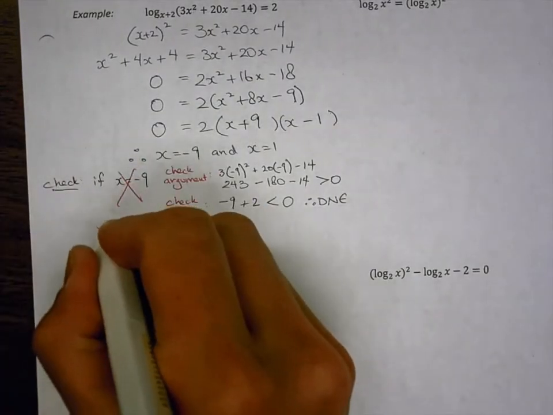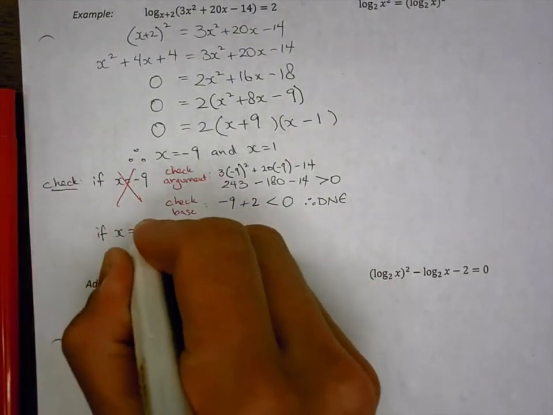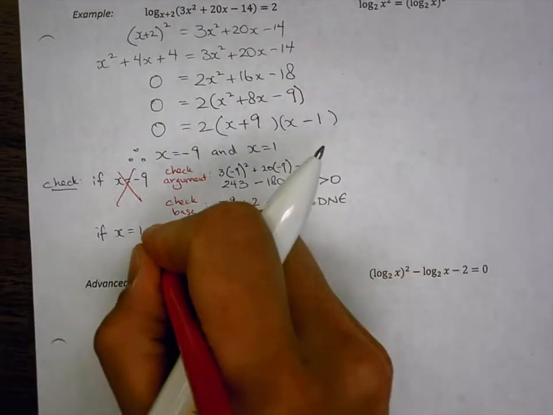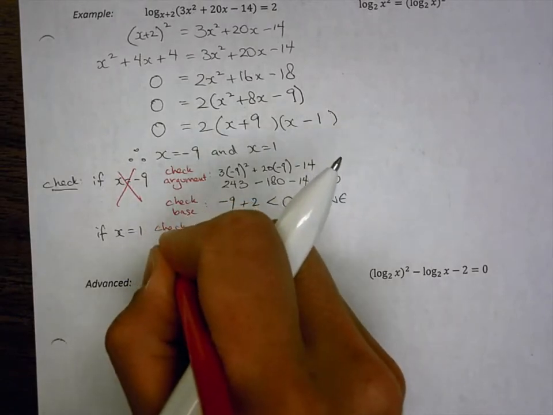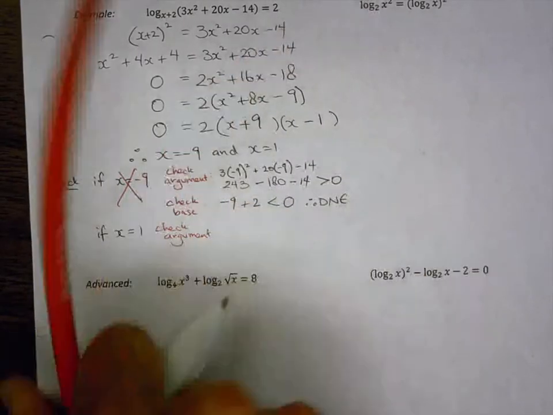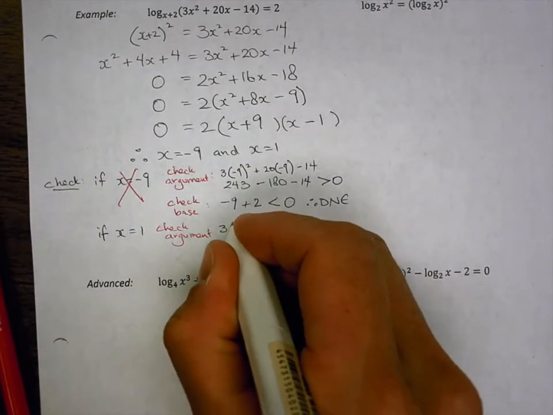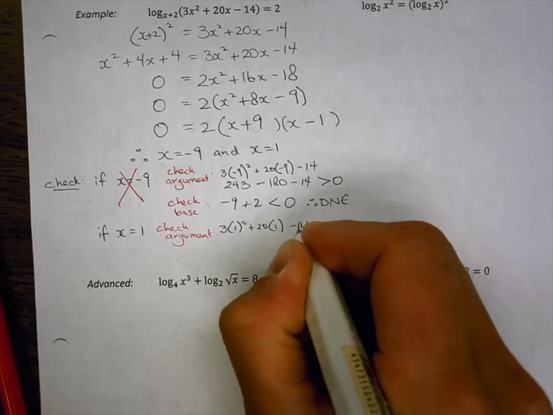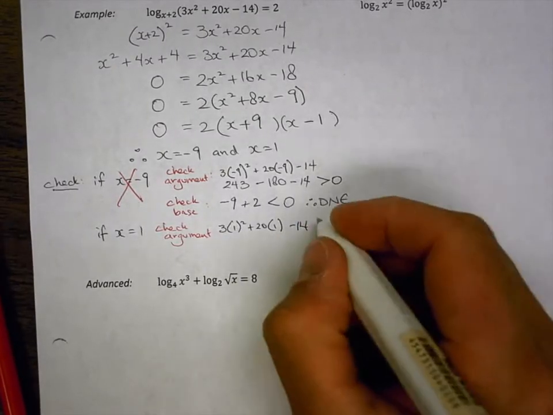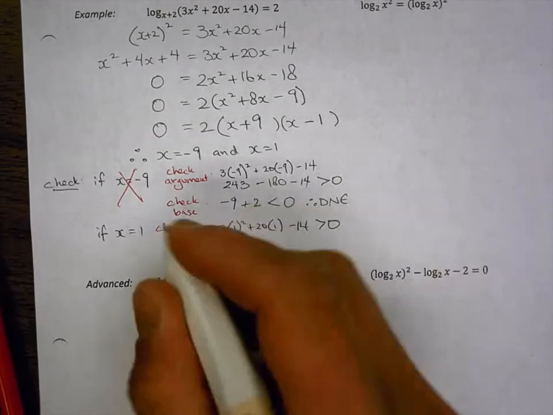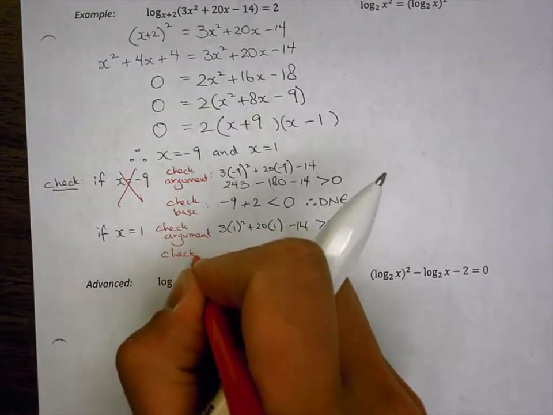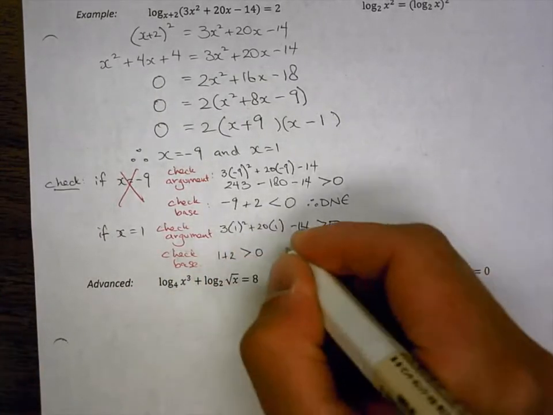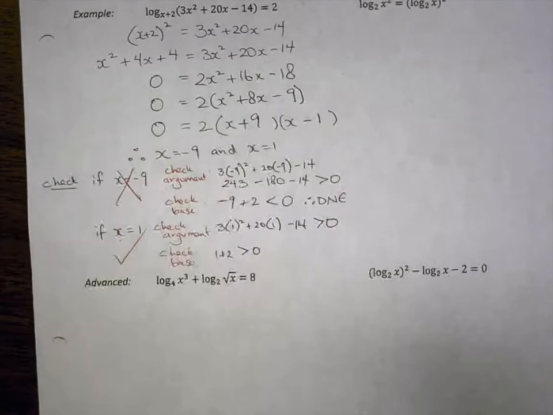What about if x is equal to 1? Well, we have to check the argument. So I have 3 times 1 squared plus 20 times 1 minus 14. 20 minus 14, that's definitely going to be greater than 0. And we have to check the base. 1 plus 2 is greater than 0. So this one is good. Whew.